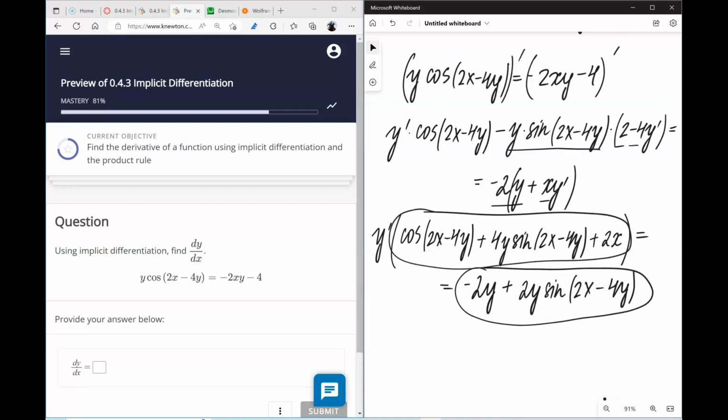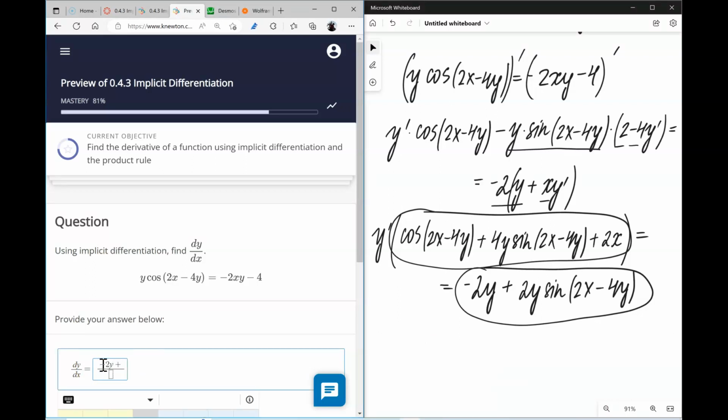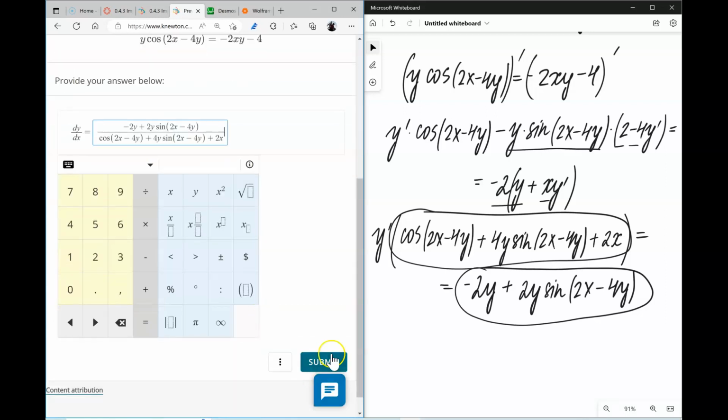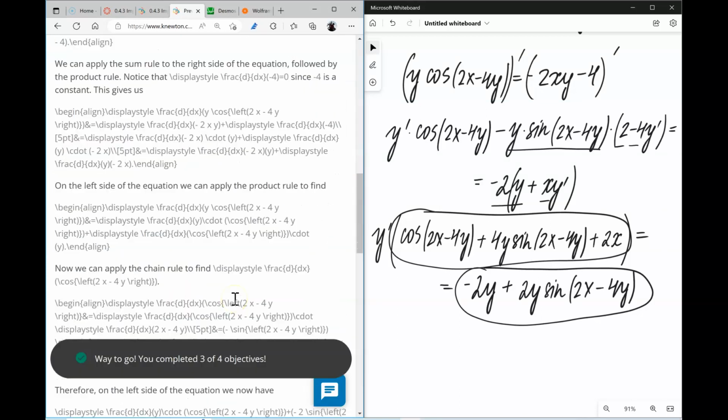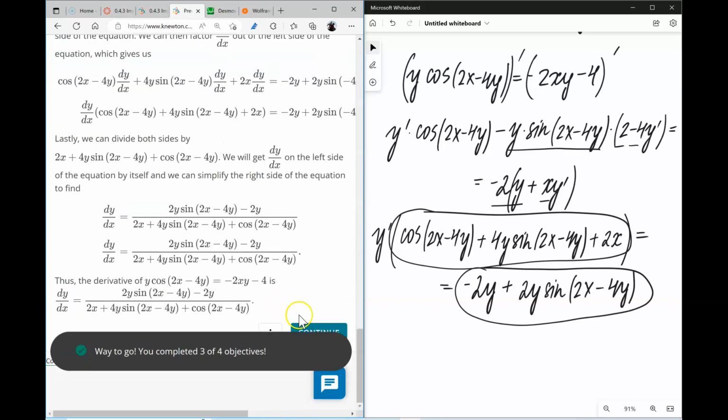I'm not going to write it, I'm just going to start typing it because that's very time consuming. 2y plus 2y sine of 2x minus 4y, over cosine of 2x minus 4y plus 4y times sine of 2x minus 4y plus 2x. Yay, we got one more objective.